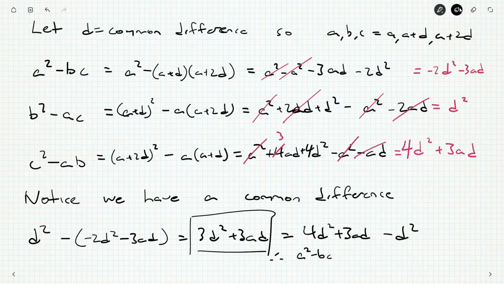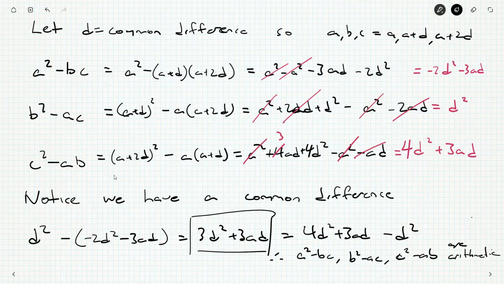Therefore, a squared minus bc, b squared minus ac, and c squared minus ab are an arithmetic sequence. You might add another sentence in there explaining calculating the common difference a little more separately. But, you know, there it is, and I don't think there's a whole lot more to this question, really.